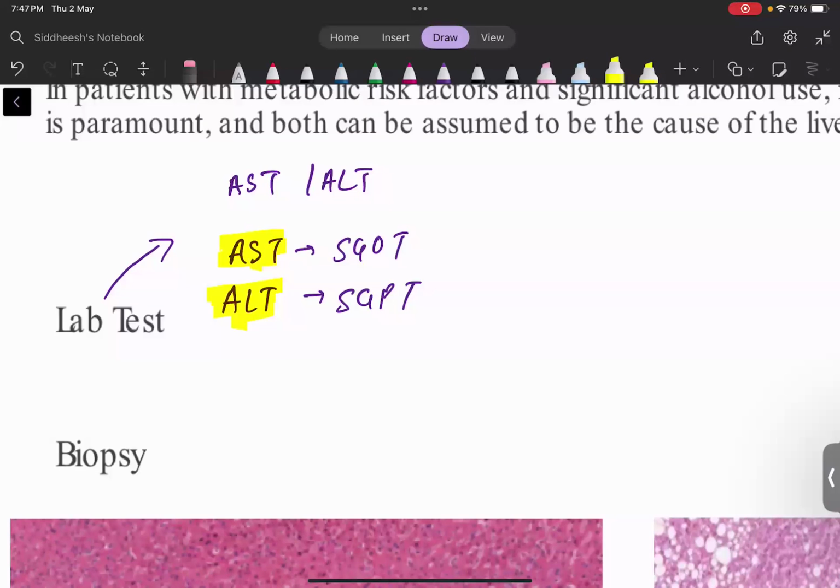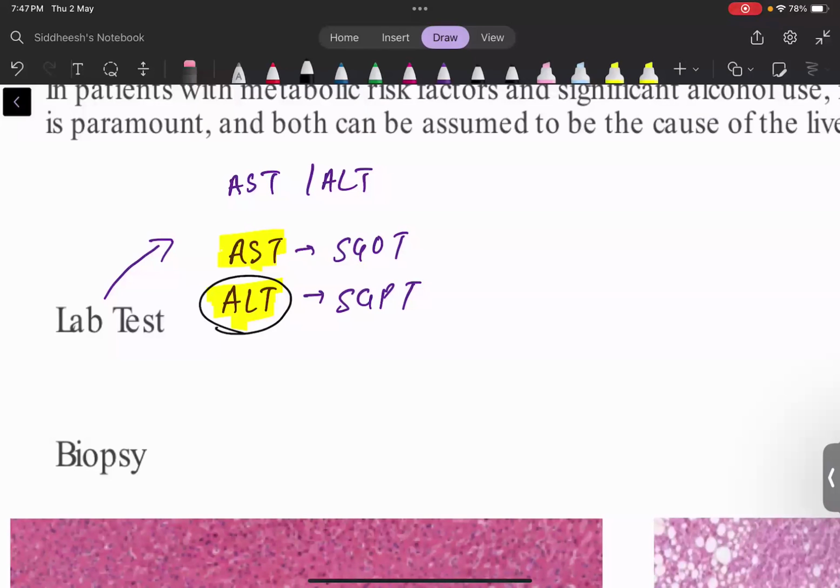Now, if someone asks which is more specific, the answer is very simple. That is ALT, not AST. ALT is produced more from the liver compared to other organs. AST can be produced from muscles, from the heart, and also from the liver. But ALT is more from the liver part. So ALT is the potential marker for liver injury, not AST.